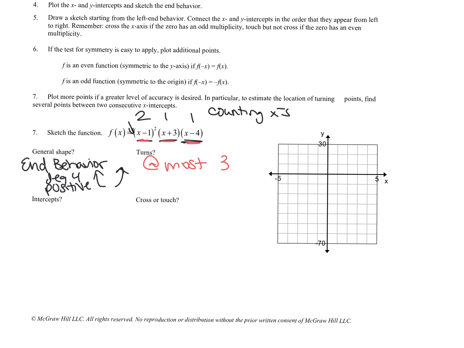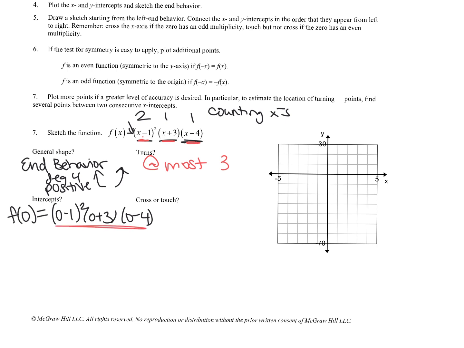1, 2, 3, right? So at most I'll have 3. And then for my intercepts, I can find the intercepts, of course, by finding my zeros, right? And I can label them as cross or touch. So for my intercept, I'm going to find f at 0. So I'm going to plug 0 in. And this will help me to find the y-intercept.